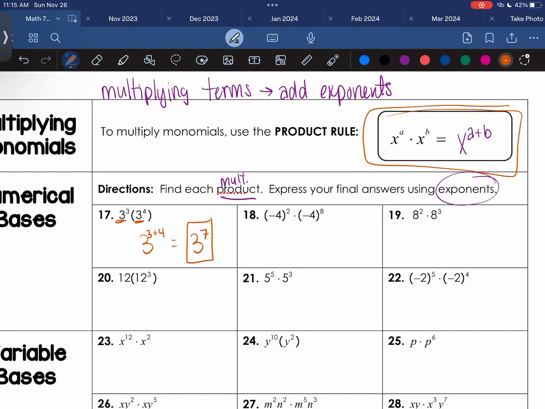All right, so for number 18, you should have had -4. Remember, when it's a negative, you need to put that in parentheses. And we should have done 2 plus 8, which equals 10. So our new exponent is 10. Number 19, our base is 8. We add our exponents together to get 5. So our new exponent is 8 to the power of 5.